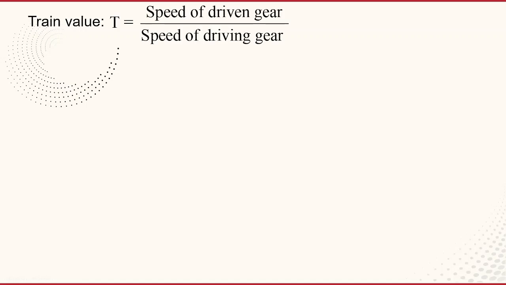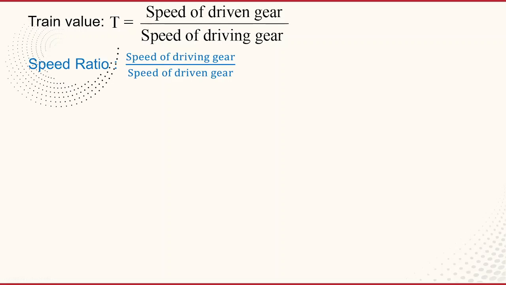Before going to the types of gear trains, for all the gear trains we are going to find the train value or velocity ratio, if you know the speed of the gears, that is the speed of the driven gear by the speed of the driving gear. Driven gear means output gear, and driving gear means input gear.